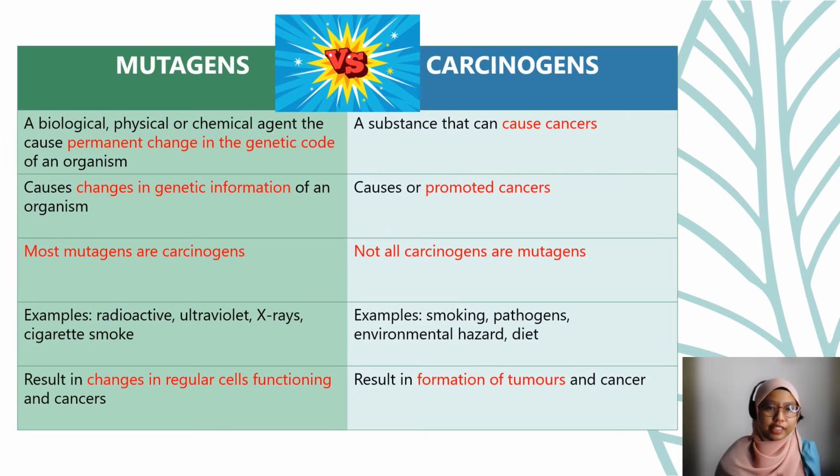But what are the differences between the mutagen and carcinogen? Mutagen is a biological, physical, or chemical agent that causes permanent changes in the genetic code of an organism, while the carcinogen are the substances that can cause cancer. Mutagen can change genetic information, however, carcinogen causes or promotes cancer. Most mutagen are carcinogen, but not all carcinogen are mutagen. The result in changes in regular cell functioning and cancer is from the mutagen, but for the carcinogen, it will result in formation of tumor and cancer.